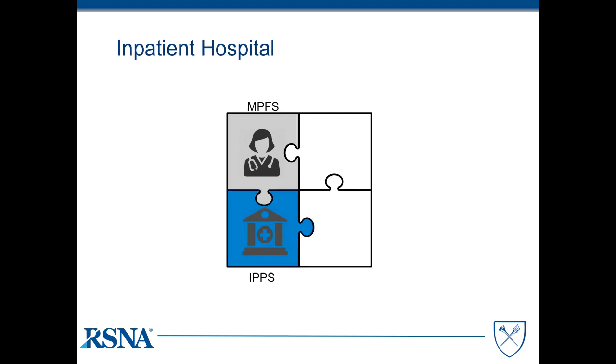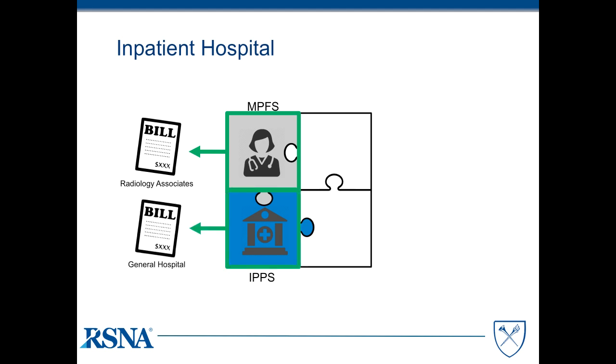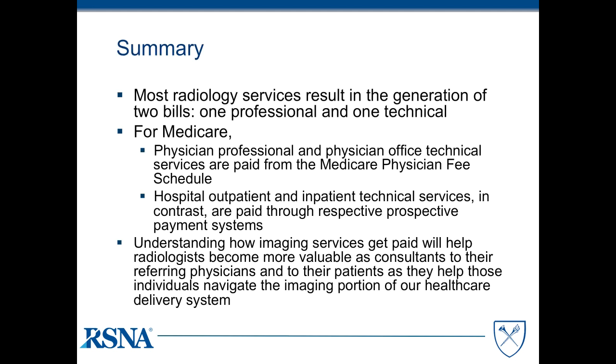And the scenario is essentially the same for inpatient services. Here again, there's a bill from the radiology group for its professional services, but the bill for technical services comes from the hospital and gets paid by Medicare through its inpatient prospective payment system. But in this circumstance, the hospital doesn't get paid per click for its imaging services, but rather gets a single bucket of dollars, regardless of whether the episode within a given DRG used a lot of imaging or just a little bit. So in summary, most radiology services result in the generation of two bills, one professional and one technical.